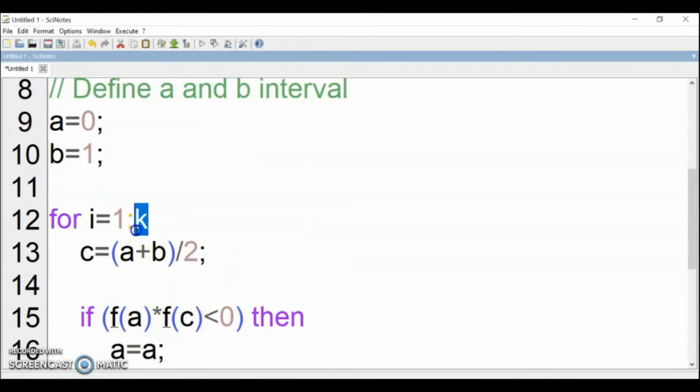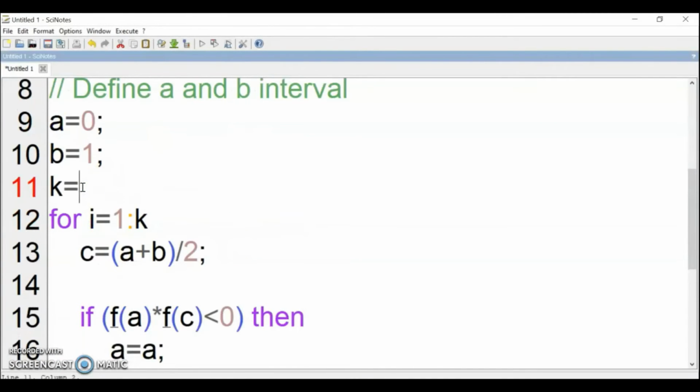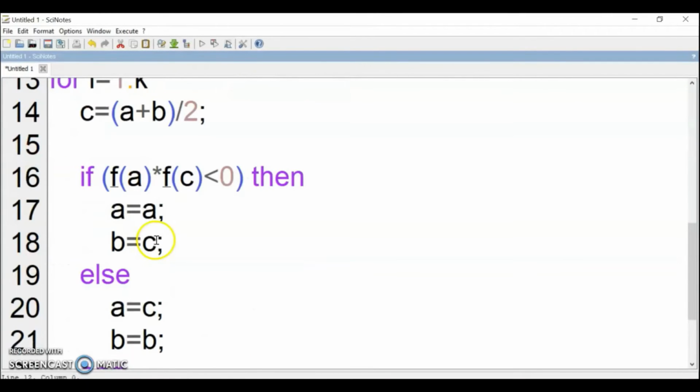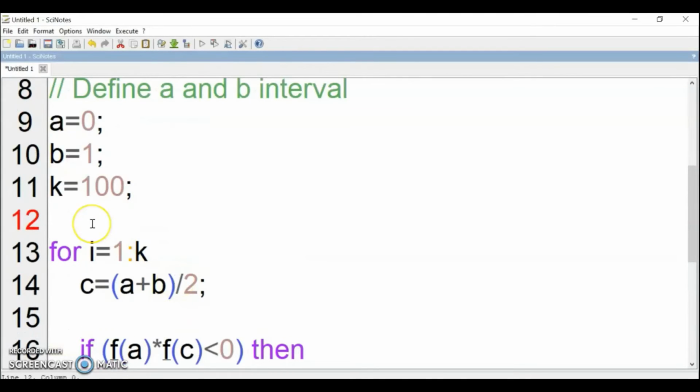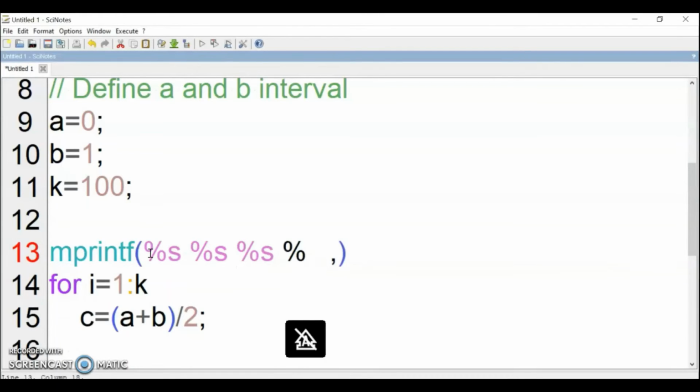What else we want to do? We haven't defined what k is, how many iterations. So now we want to define k. How many iterations? Let's say 100, because I don't know at what iteration it will converge, right? Now, how do you want to display this? If you want to display this in the form of a table, then we need mprintf. So in mprintf here, I want to display all this. S here means character. Let me just do it, and then I'll tell you what the characters are.